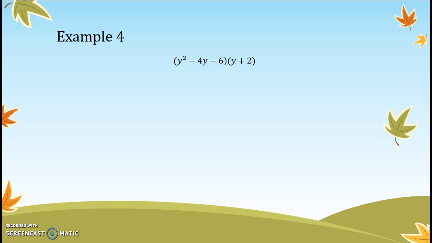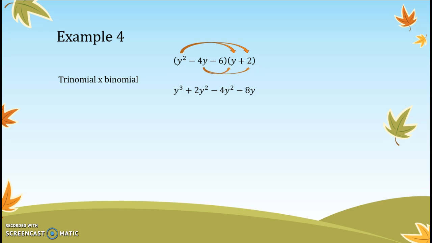Let's try y squared minus 4y minus 6 times y plus 2. Here we have a trinomial times a binomial, but the distribution rule still applies. Everything on the left needs to be shared and distributed to everything on the right. So we'll take each term at a time. Y squared times y is y cubed. Y squared times 2 is a positive 2y squared. Now we'll move to the negative 4y and share that. Negative 4y times y is negative 4y squared. Negative 4y times positive 2 is negative 8y.